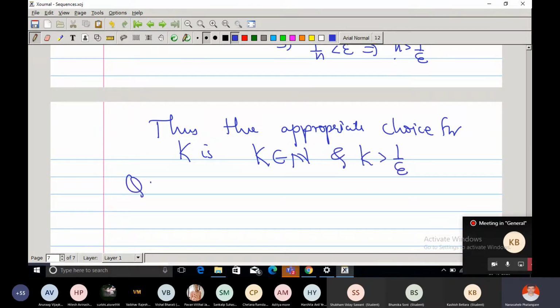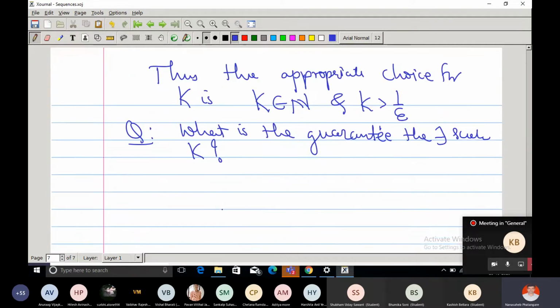Now the question I would like to ask: what is the guarantee that there exists such a k? 1 by epsilon is a real number, and we have already proved by the Archimedean property that there exists a natural number greater than a real number. Very good. So the guarantee is the Archimedean property. Epsilon is a positive real number, 1 by epsilon is a positive real number, so certainly there is a natural number greater than that. Choose one of them as k, and then for that k, from k onwards, this is going to happen. Is this clear?